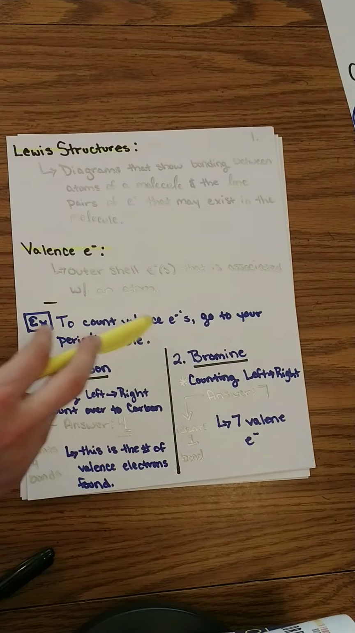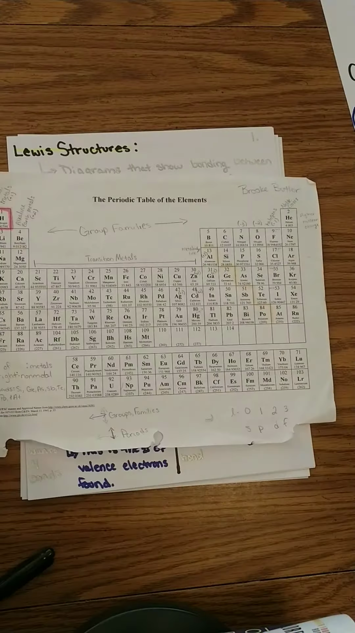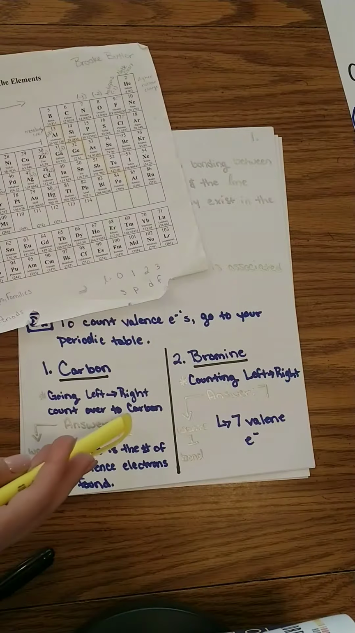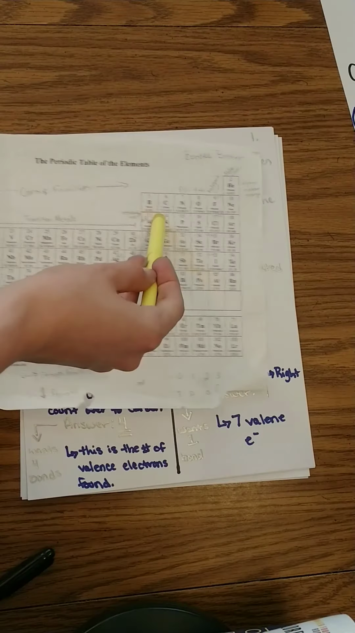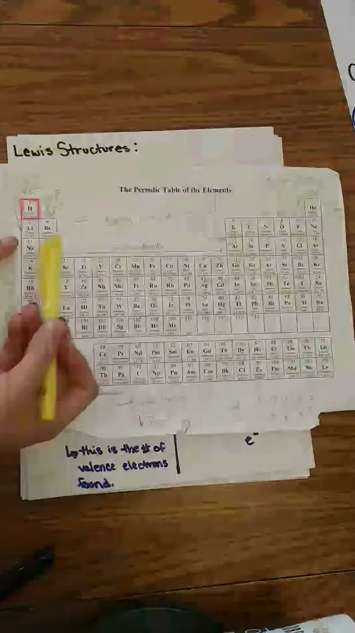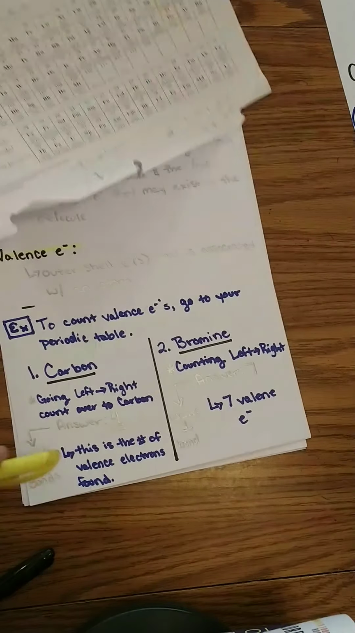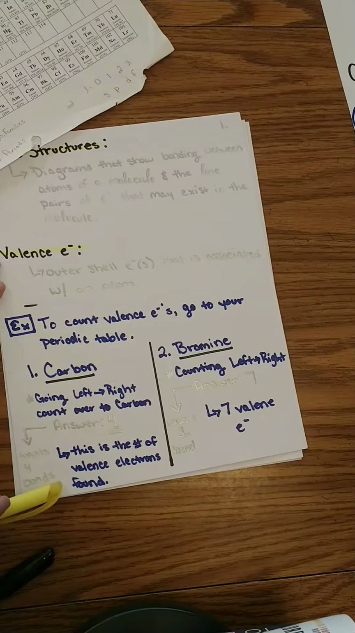So, to count valence electrons, go to your periodic table. For our first example, we'll be using carbon. To count valence electrons, it's quite simple. You're just going to count over, going left to right, over to carbon. Carbon's on the right, and we're going to count left. So you're going to count 1, 2, 3, 4. Our answer is 4. This is the number of valence electrons found.